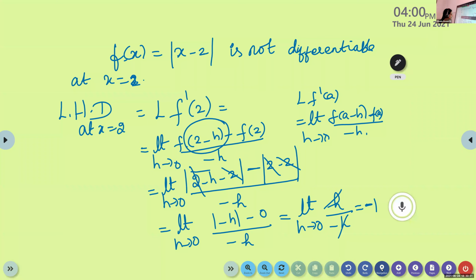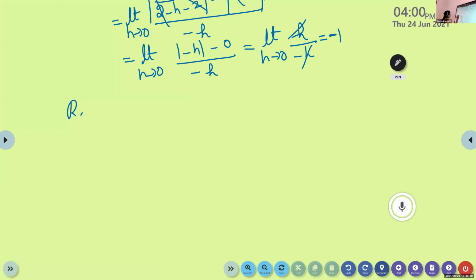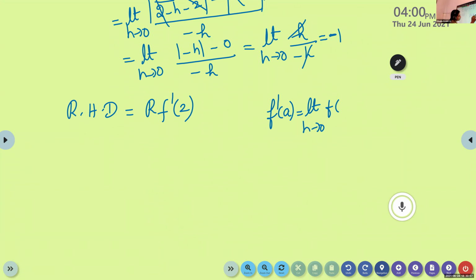Now we are going to find out the right hand derivative. So what will be the right hand derivative? Right hand derivative means R f dash of 2. What is the right hand limit? What you have learned? f dash of a is given by limit h tending to 0, f of a plus h minus f of a by h.